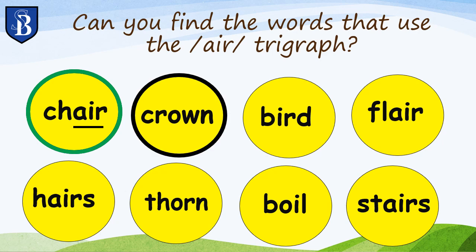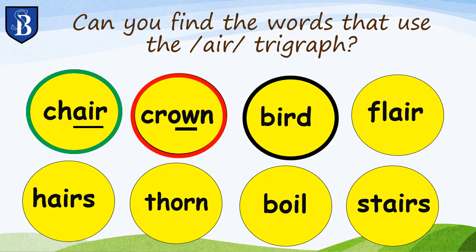How about this word? Can you see the letters A, I and R here? No, me neither. This is the word crown. It doesn't use the air trigraph. How about this word? No, I agree with you. There's no air trigraph there. There are the letters I and R, but they make the digraph. The word is bird. It doesn't use the air trigraph.